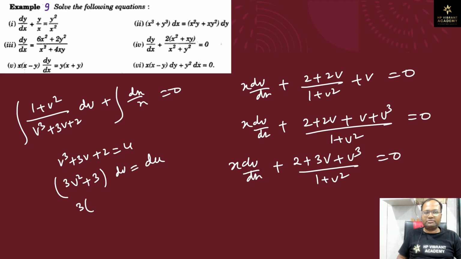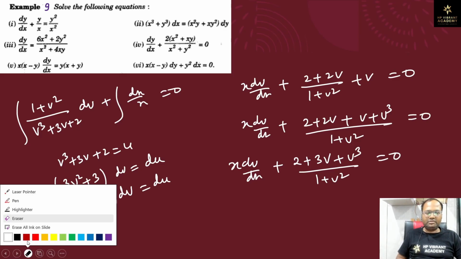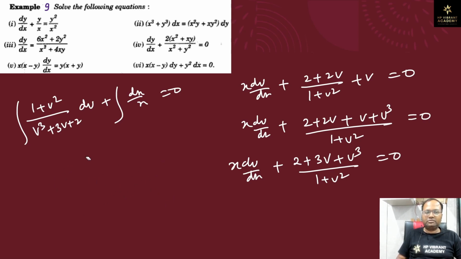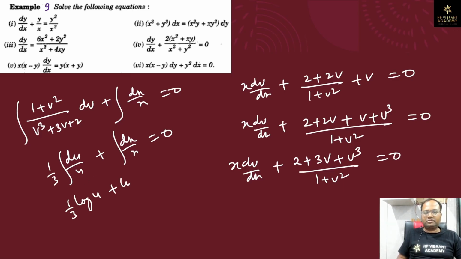So from here 3 times (1 plus v square) dv is equal to du. So the value of (1 plus v square) dv will be du upon 3. So this is 1 by 3 integral of du upon u plus integral of dx upon x is equal to 0. So from here 1 by 3 log of u plus log of x is equal to log of c. So log of u plus 3 times log of x is equal to 3 log c.